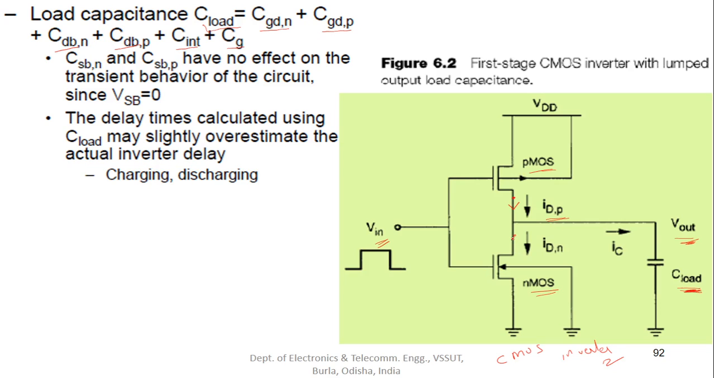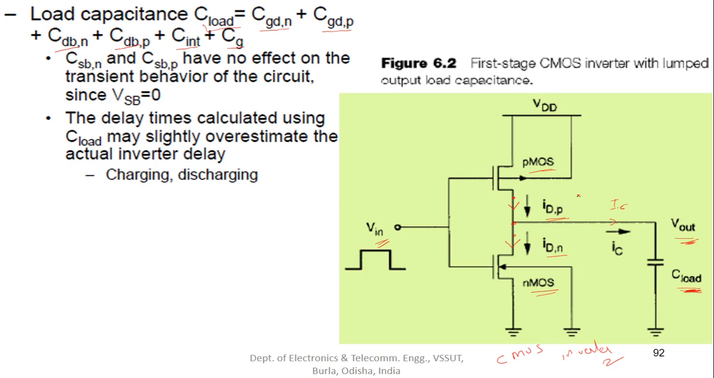Similarly, we will have a current flow when NMOS is on, and when the current is flowing in this branch, we call this IDN, that is the drain current flowing across this NMOS. And this is a junction, this is a node present between this branch and the output branch. Let us call the current flowing through the output load capacitance IC.